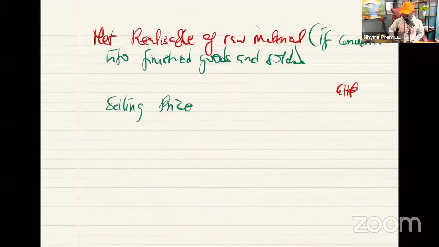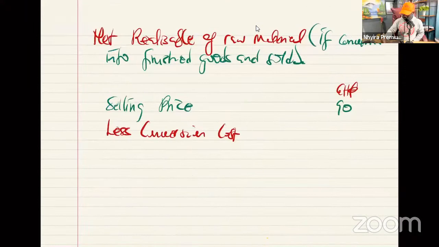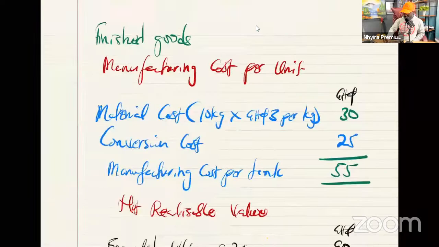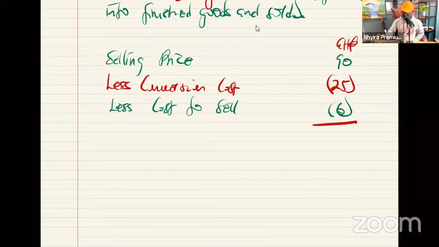Then we will less the conversion cost. That was given to us in the question as 25, if you remember. So you less it. Then the cost to sell, we less that also. And that was $6. If you remember, the cost to sell is $6. So this becomes the net realizable value of finished goods when we convert the raw material. So 90 minus 25 minus 6, and that'll be 59 Ghana cedis. So net realizable value per unit.